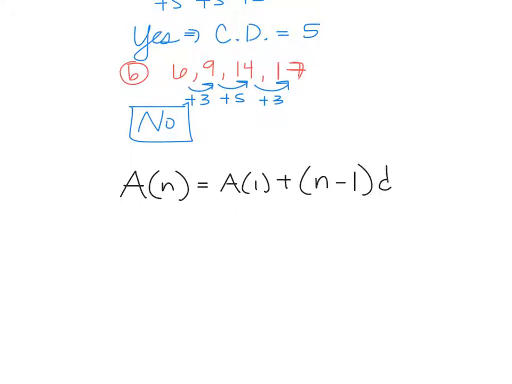Okay, here is the formula. You have to figure out the pieces that go into this formula. And it looks overwhelming because there's a lot of letters going on. But I will tell you right now, it is not as overwhelming as it looks, okay? This right here, A of 1.